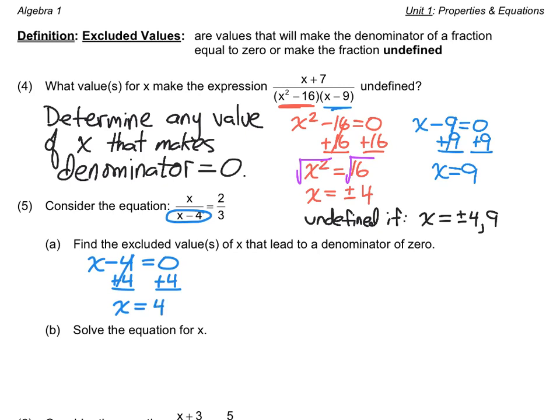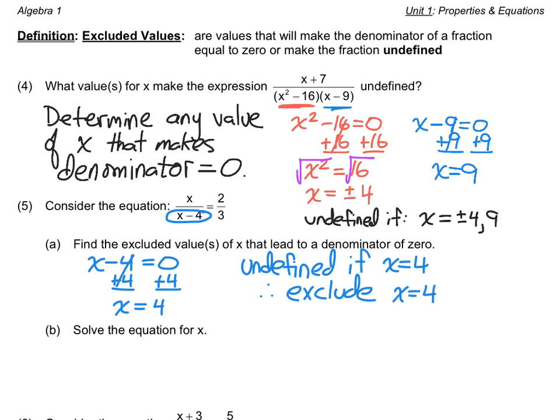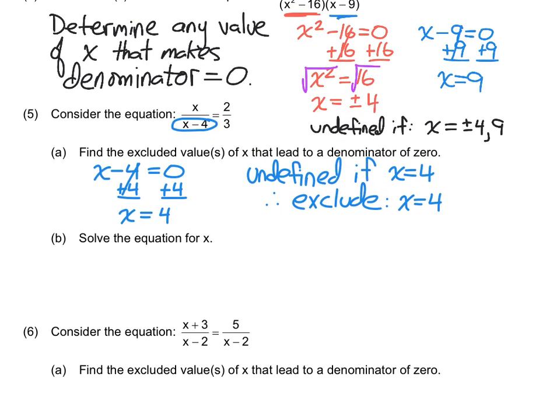All right, so undefined if x equals 4, so we need to exclude, so therefore exclude x equals 4. All right, because x equals 4 is a bad number. That should not have been the hard part. And same idea with number 6. Those pieces should not have been the hard part.